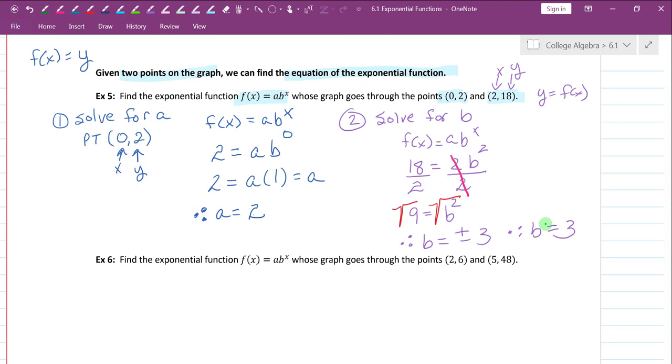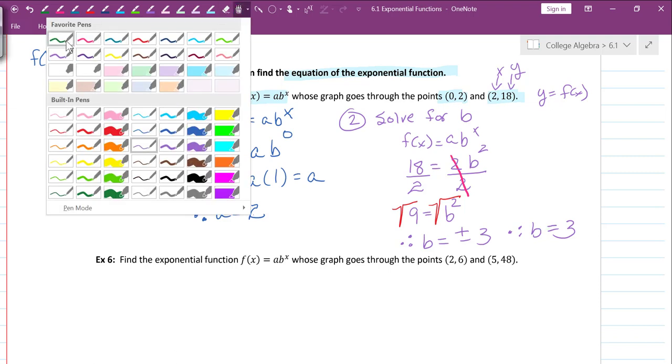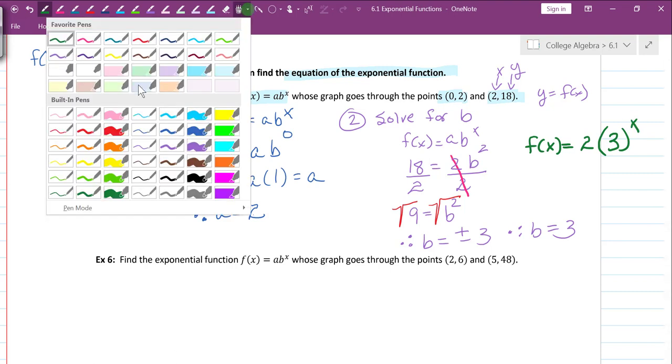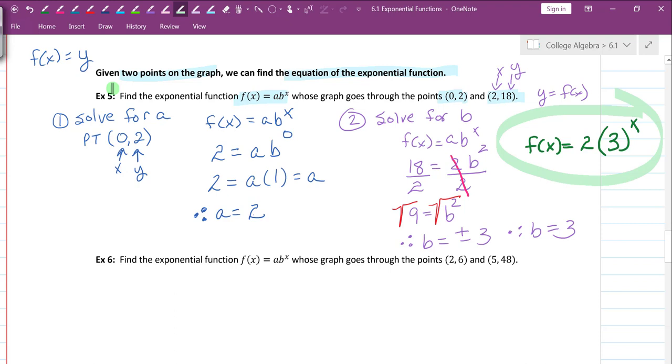So now we're going to go back and put this all together into our final answer. So our final answer is we have f of x is equal to a, which is 2, times b, which is 3, raised to the x. And that is our final answer for problem 5. Okay? Step 1, solve for a, which went right here. Step 2, solve for b, which went right there. And then really step 3 is put it all together.